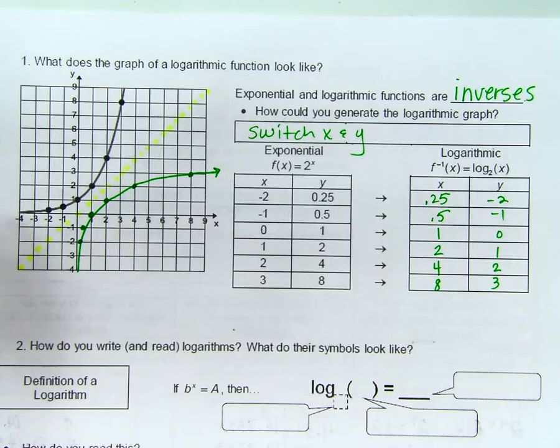Now, the cool part about that is if they're inverse functions, there's a lot of stuff about logarithms that we already know. Now, that's a little bit of foreshadowing because we're not going to do too much of that today. We're going to work on some of that tomorrow. But just adding a little excitement to the story. That's what foreshadowing does, right?